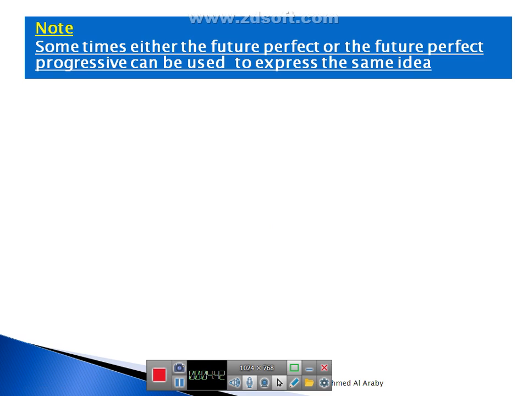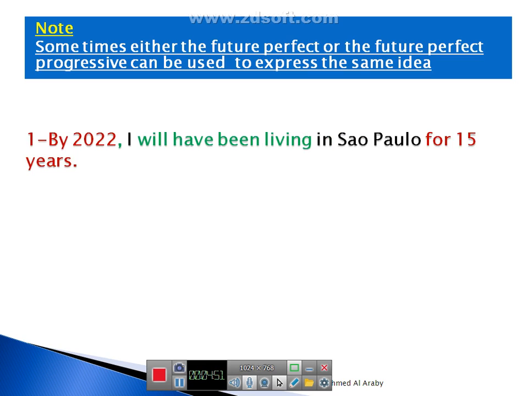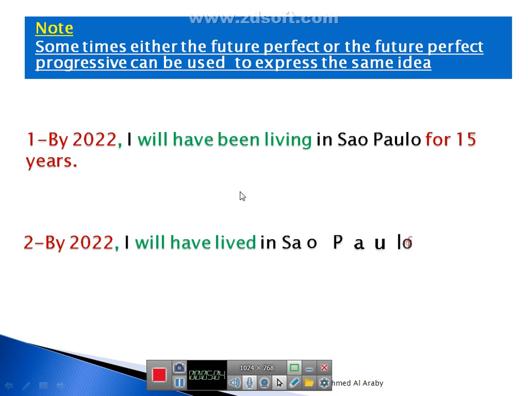Note, sometimes either the future perfect or the future perfect progressive can be used to express the same idea. Look at these examples. By 2022 I will have been living in Sao Paulo for 15 years. Here we use the future perfect progressive. We can also use the future perfect and say the sentence like this: by 2022 I will have lived in Sao Paulo for 15 years.